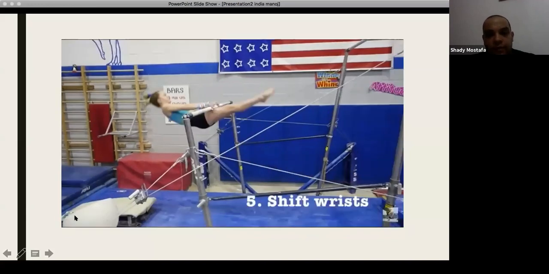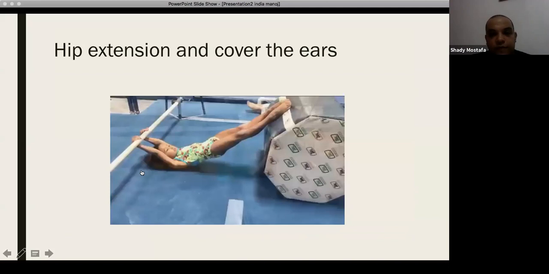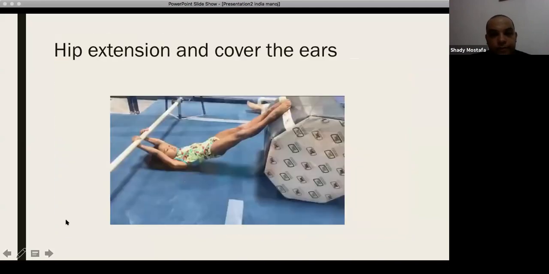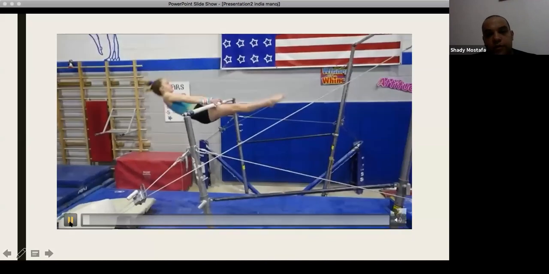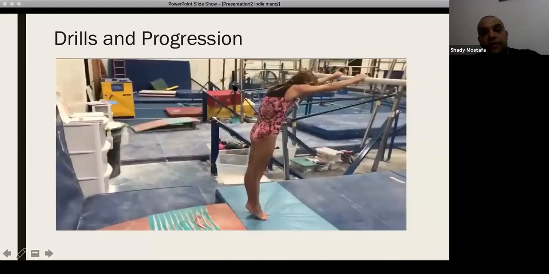Step 4 and 5. Shift your wrist. Then eventually, after you shift your wrist, you go to support. Lastly, you're going to finish and go to support. Okay, these are the drills and progression for each phase.